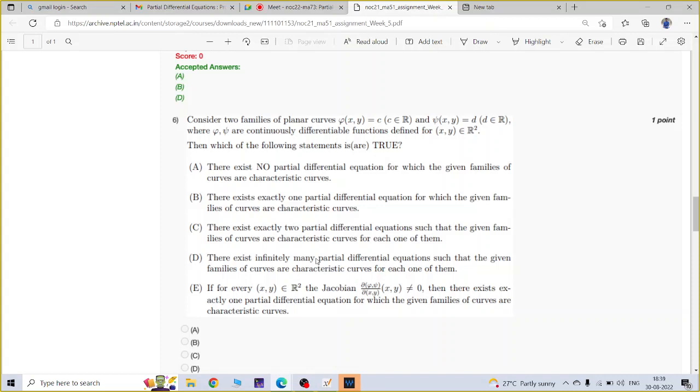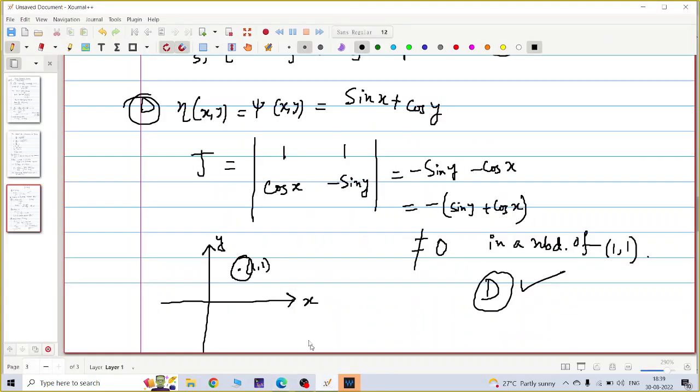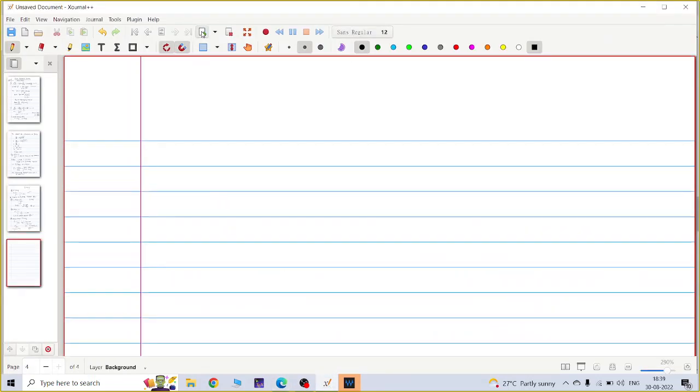Question number 6 is that consider the two families of planar curves phi(x, y) equal to constant, and psi is another constant, where phi and psi are continuously differentiable functions defined for (x, y) in R2. That is, phi and psi are continuously differentiable. The derivative is continuous. Which one of the following statements is true? So let me first write what they are giving. Then I will show you the options again. Let's move to the next page.